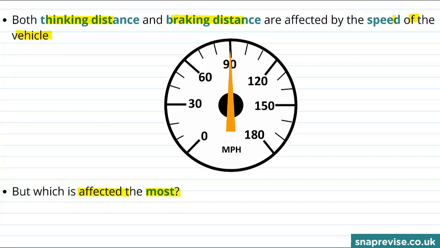speed. So what we're asking is, if we increase the velocity of a car from 60 miles an hour to 90 miles an hour, then which distance will increase more? The distance we travel while we're thinking, or the distance we travel once we've put the brakes on?